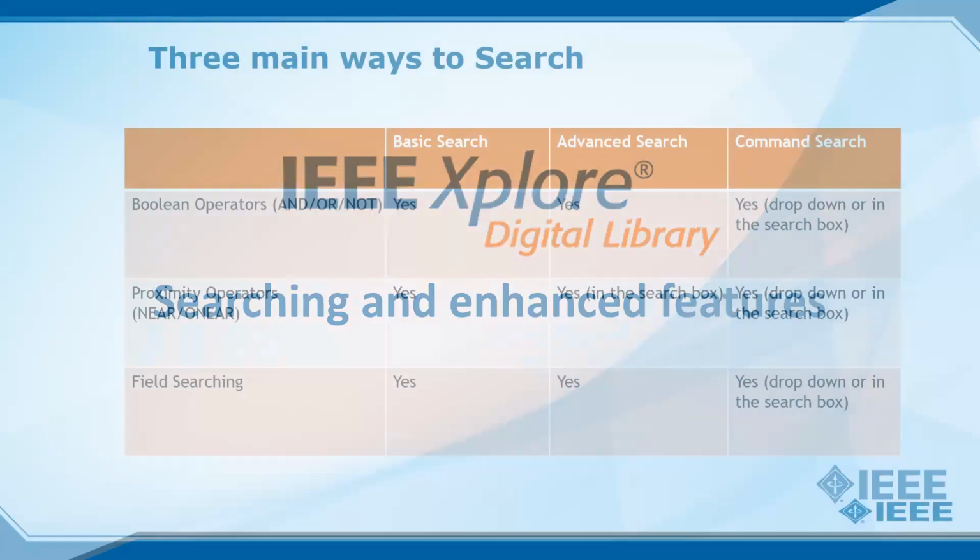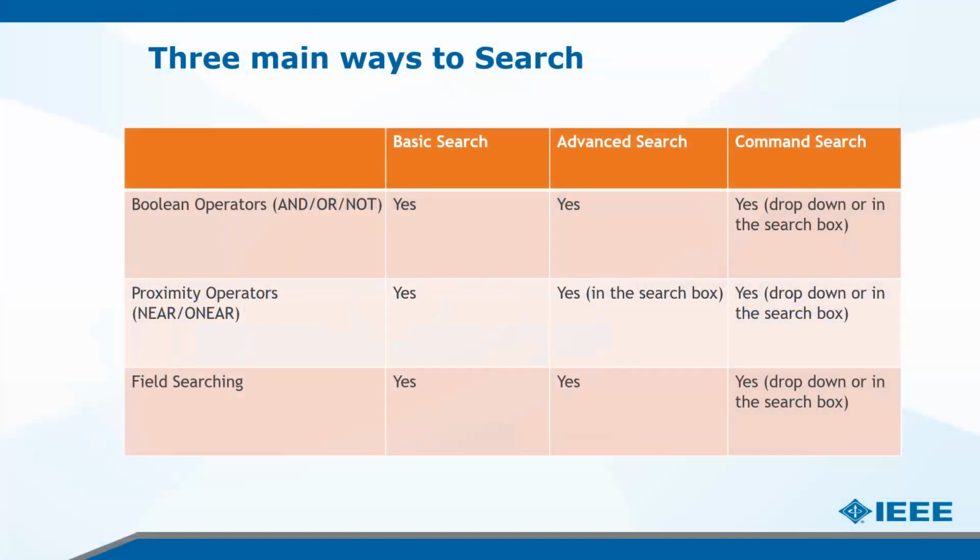Searching and enhanced features. There are 3 main ways to search on IEEE Xplore. The basic search, or the search off the homepage, allows you to use Boolean operators, proximity operators that we'll talk about in a moment, and field searching. The basic search is a great place to start when you do your search on a database of over 5.3 million full text documents, but it's not the place to end. The search bar off the homepage does not search full text, and you do have to know the format for the Boolean operators, proximity operators, and field searching.